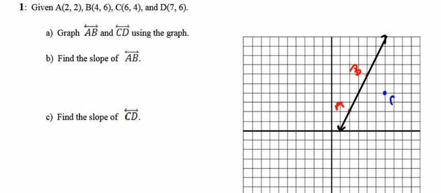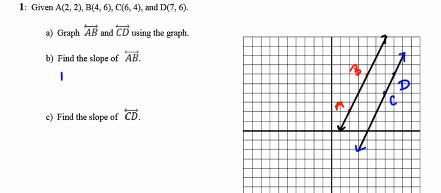So there's point C, point D, and again I'm going to grab my straight edge and connect those points. So now I've successfully graphed line AB and I've successfully graphed line CD. Part B wants us to find the slope of line AB.